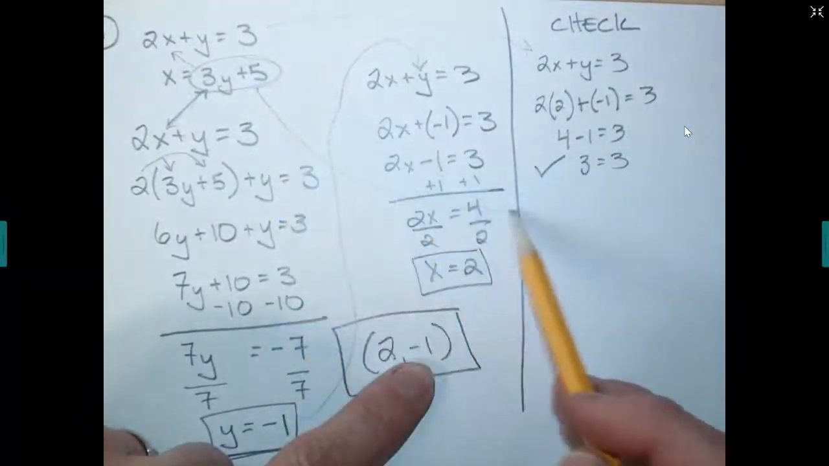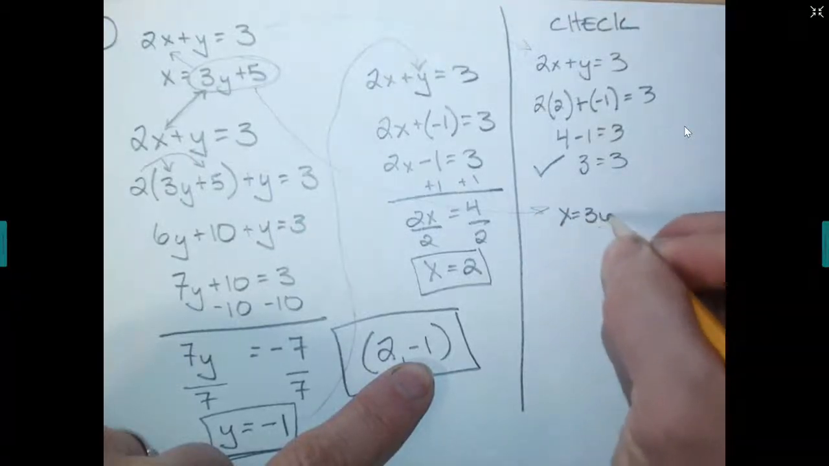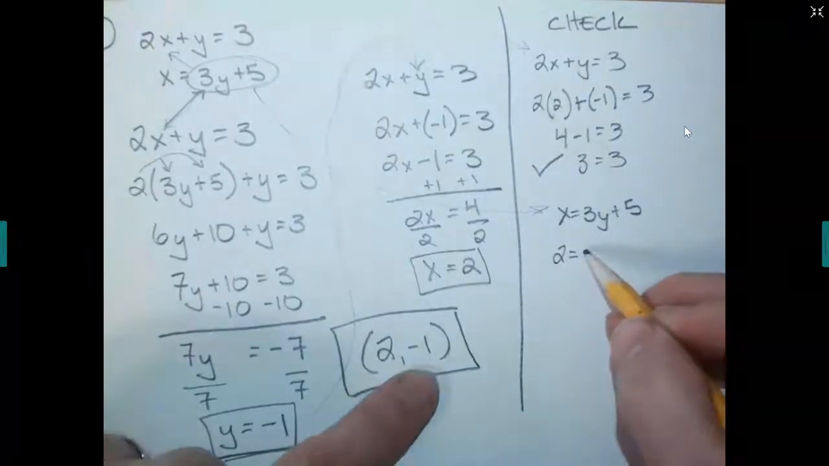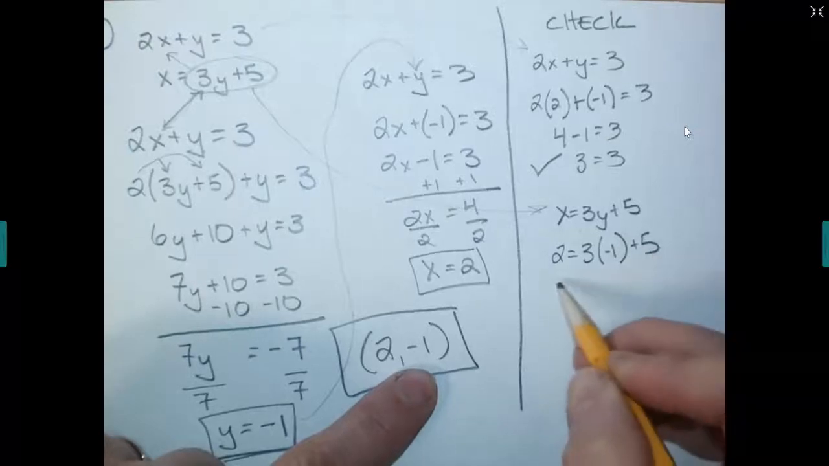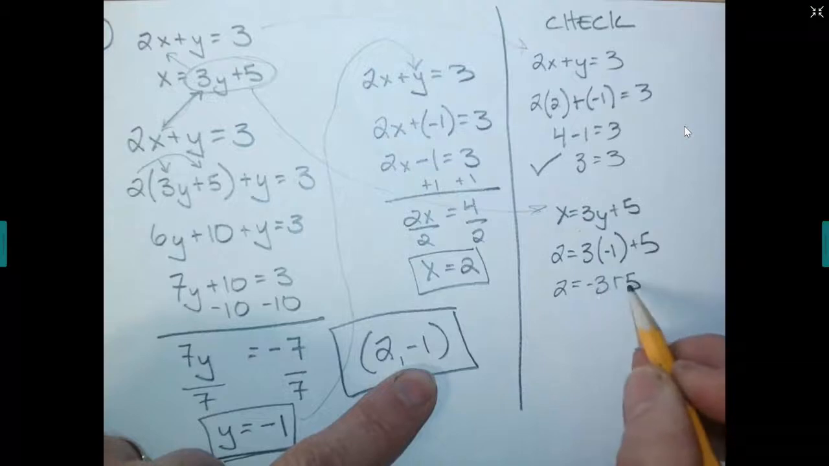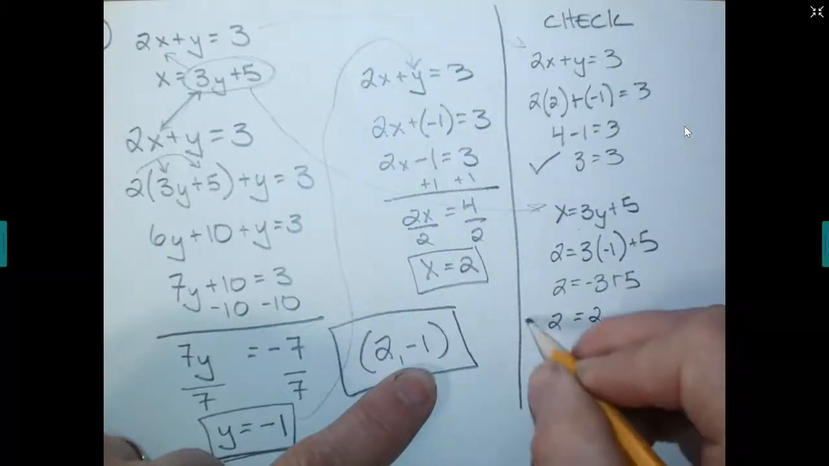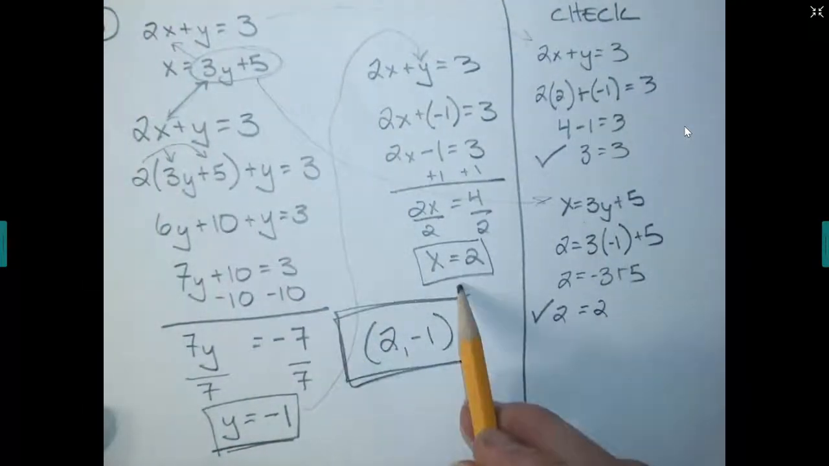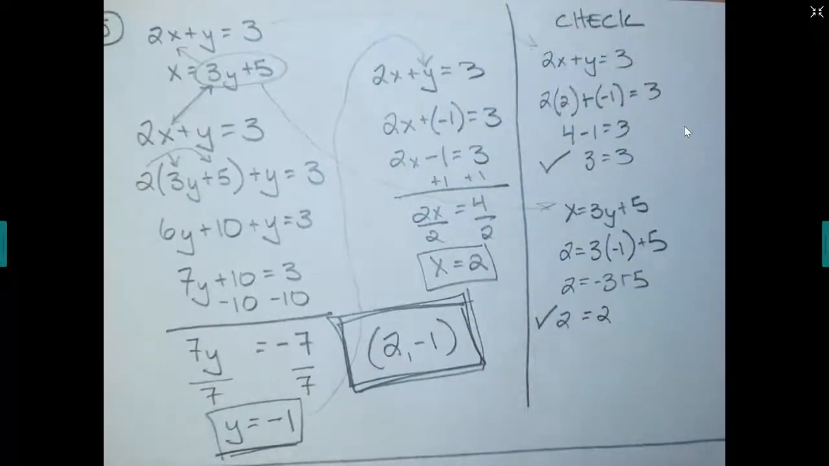Now I take my next equation. I have x equals 3y plus 5. So my x is 2. Equals 3 times -1 plus 5. 2 equals -3 plus 5. -3 plus 5 is 2. Man, this is great. Checks out. Each time it checks out. All right.